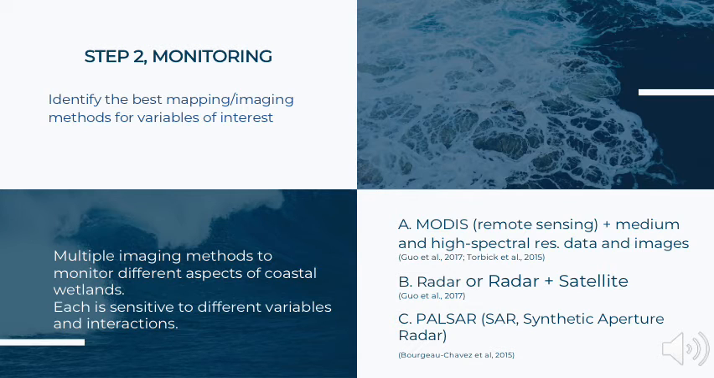Then to supplement that, sometimes we use radar or radar plus satellite, and that's very good at understanding the height differentiations within those coastal wetlands. So it can look at what different species you're looking at, whether it's indicator or invasive. And then the last is pulsar, which is a synthetic aperture radar, and that is really good at looking at interactivity within the system because it can even detect water levels and flooding.